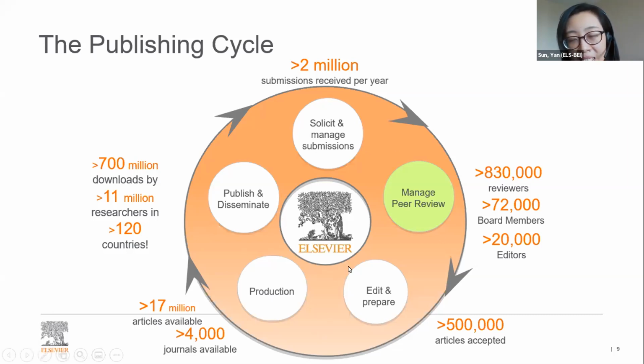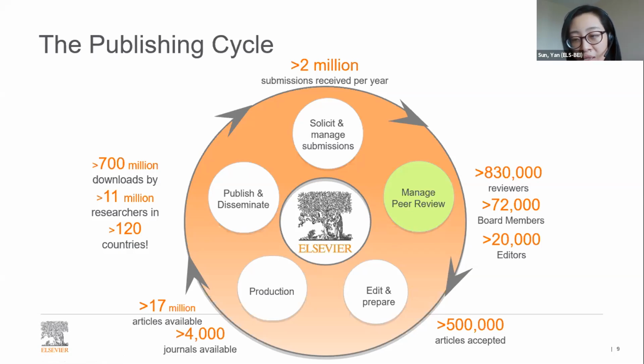Throughout the whole process, the volume of academic publishing has been growing tremendously, as you can see. For Elsevier, we now receive more than 2 million submissions every year across around 3,000 journals. And for the peer review process, we have more than 800,000 reviewers, more than 70,000 board members, and more than 20,000 editors. Overall, more than 1 million researchers and experts are supporting the peer review process to help your article get improvements and also get published.